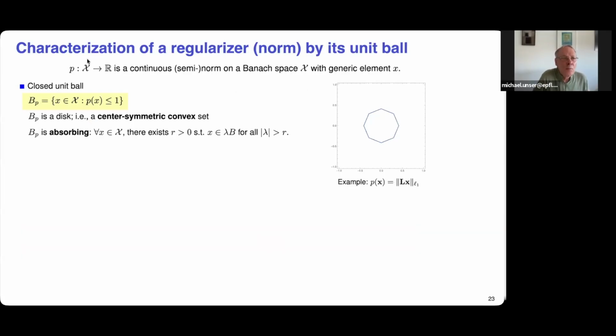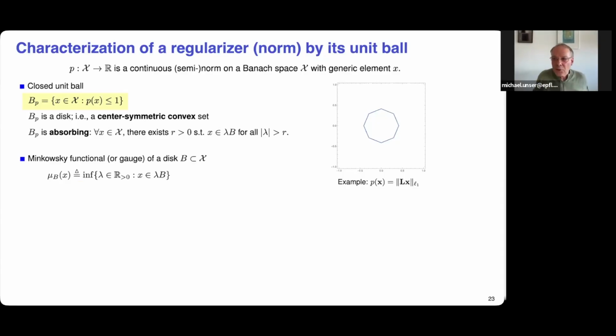If you have any norm, you can compute what's called the unit ball. In space, the unit ball is the locus of all the points that have a norm smaller or equal to 1. In fact, this is called a disk. Usually the unit ball will be center symmetric and convex, because all norms are convex. And to have a norm, it also needs to be absorbing. That means that if you inflate this unit ball, you can capture every point in space.